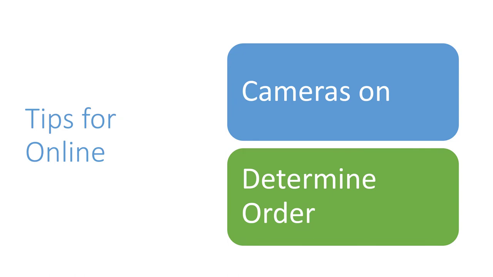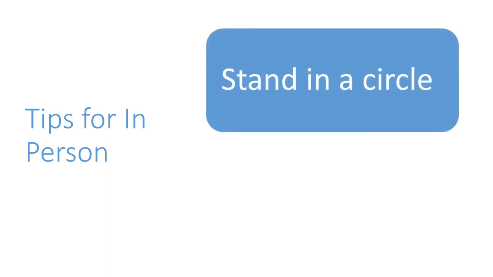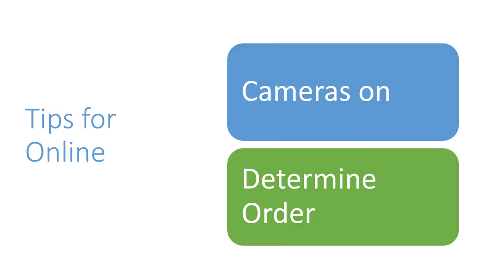And then the other thing, if I'm doing this online, I would want to have some way to determine the order. So if I'm in person, live with this, I would just have them stand in a circle. I just say, okay, everybody, we're going to get in a circle, and I don't care about the order. But you can't go stand in a circle in a virtual classroom. So that's why I say determine the order.